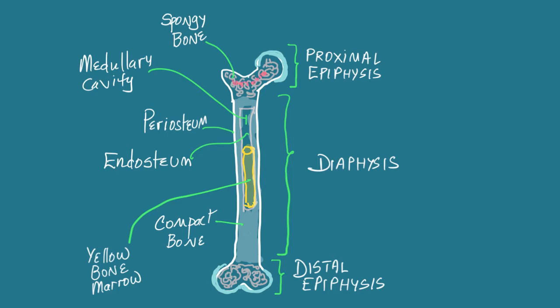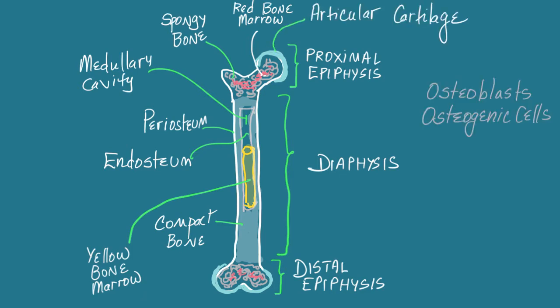The spongy bone also contains a very important element, and that is the red bone marrow. The red bone marrow is very important in making all the blood cells, red blood cells, white blood cells, and platelets. The blue structure that is shown covering each of the epiphyseal regions is the articular cartilage.